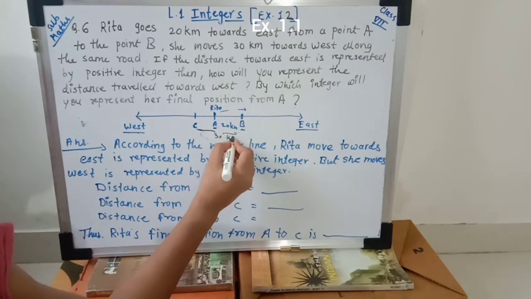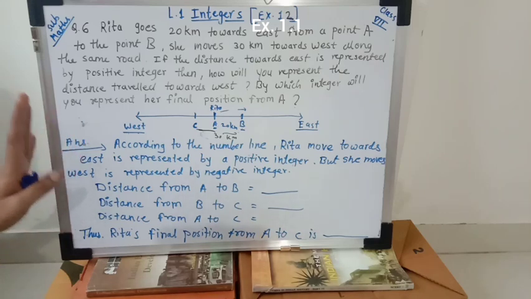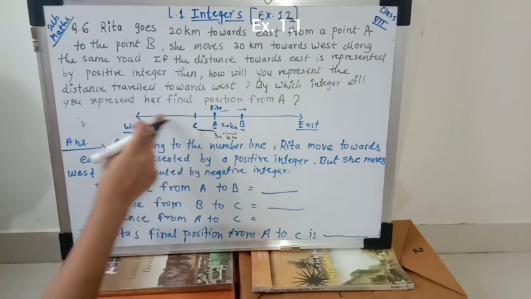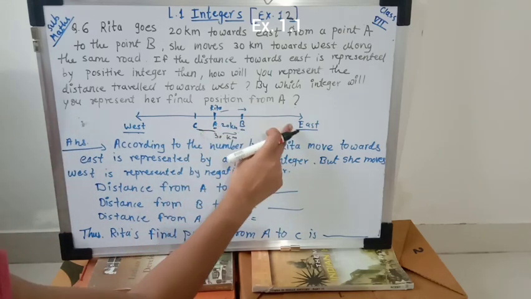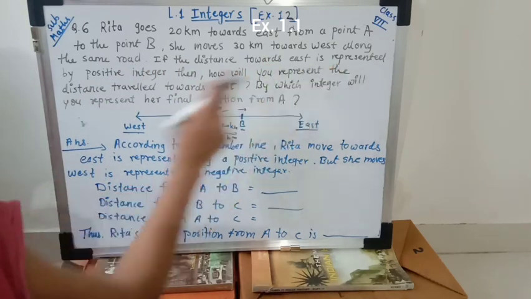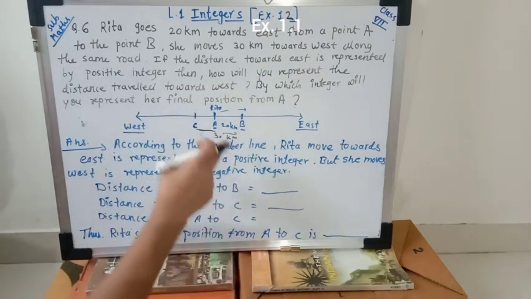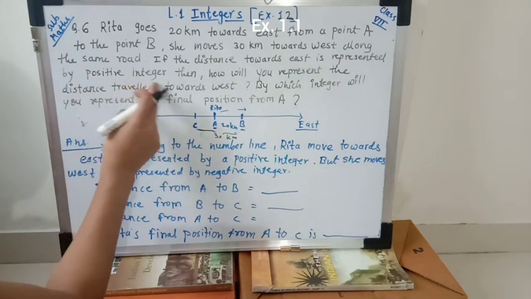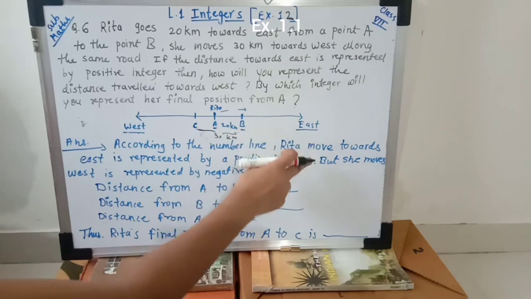Now let me tell you again on the number line. Let's consider the number line of integers where we consider point A as 0. The left side of A is the negative integer, and the right side of A is the positive integer. The same thing they are saying: if the distance toward the east is represented by a positive integer, how will you represent the distance traveled towards west? Obviously, if this direction is positive integer, this direction will be negative integer, so we will represent the west direction as a negative integer.